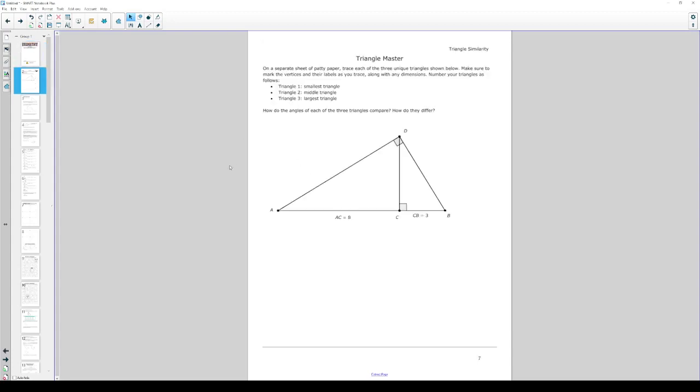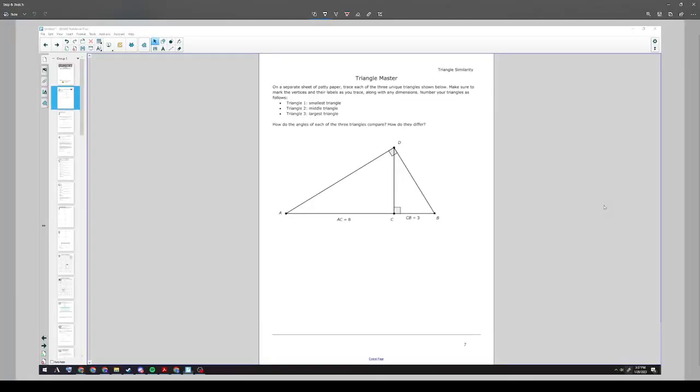So it starts off in our booklet with an activity to basically prove that if we draw an altitude from the right angle corner of a right triangle, we always end up splitting the right triangle into two smaller right triangles, both of which are similar to the original.